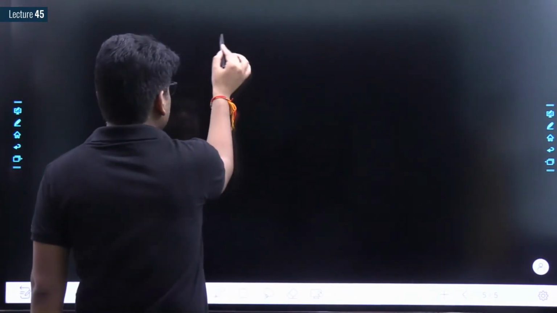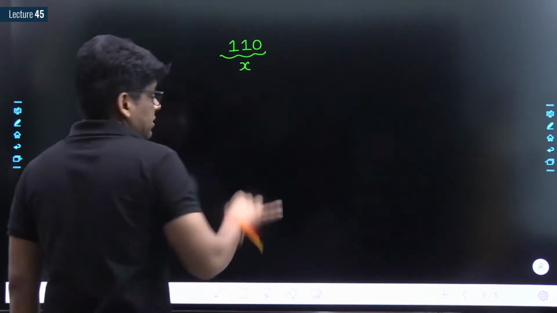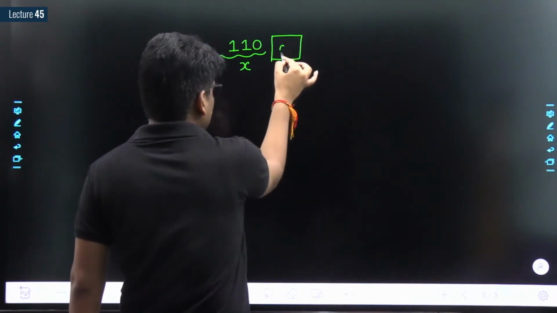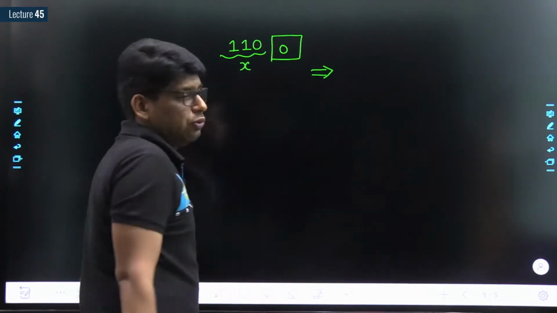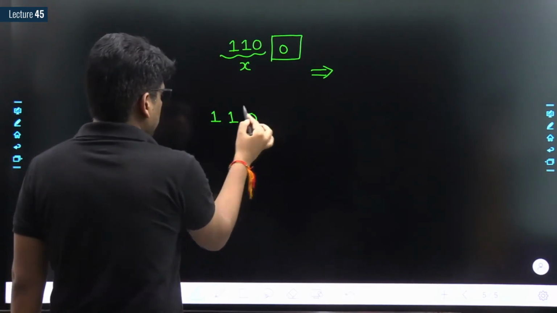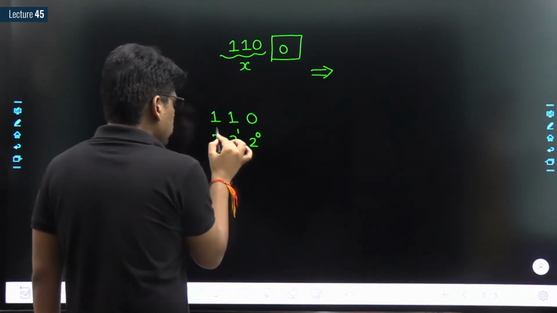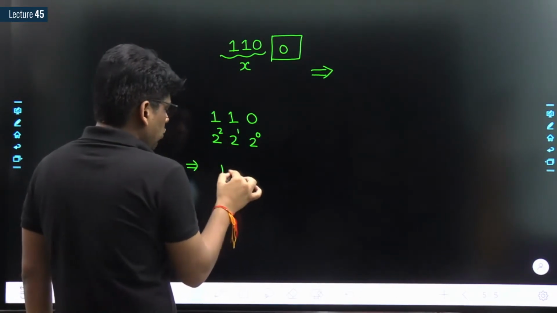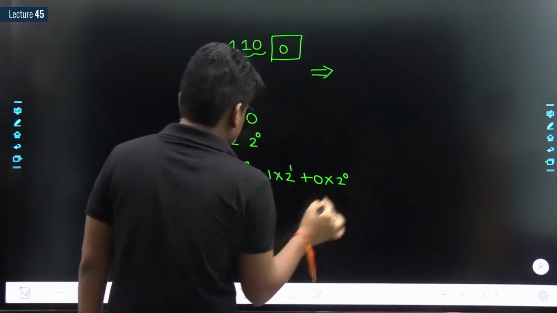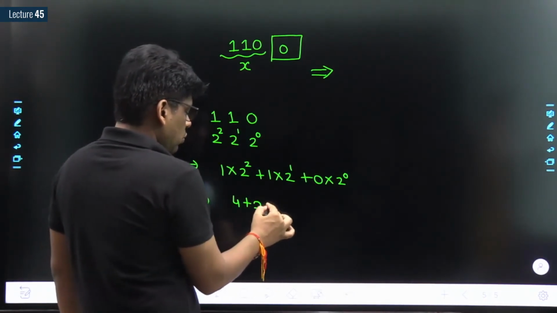Sir, if I have any binary number, let us suppose this is the binary number and its value is x. If I append a 0 to the right, what is the new value? Let's try to find out. If I have a value 110, what is the place value for each digit? It is 2 to the power 0, 2 to the power 1 and 2 to the power 2. How can we calculate the decimal value? 1 into 2 to the power 2 plus 1 into 2 to the power 1 plus 0 into 2 to the power 0. What is the value? It becomes 4 plus 2 plus 0, 6.